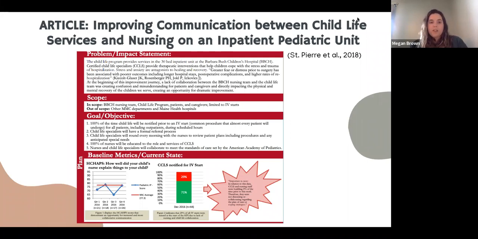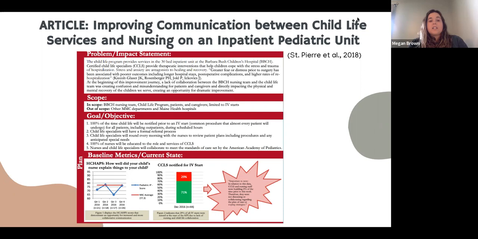They had 5 goals and objectives. Number 1: 100% of the time, child life would be notified prior to an IV start. This was one of the measures they chose because it was a common procedure that almost every patient would undergo. Then, the child life specialist would have a formal referral process. The child life specialist would also start to round every morning with the nursing staff to know what procedures were planned and any needs the nursing staff anticipated for that day.